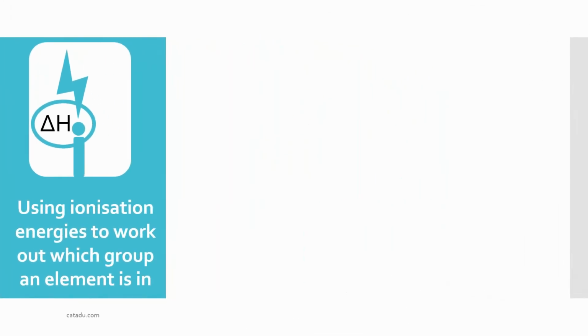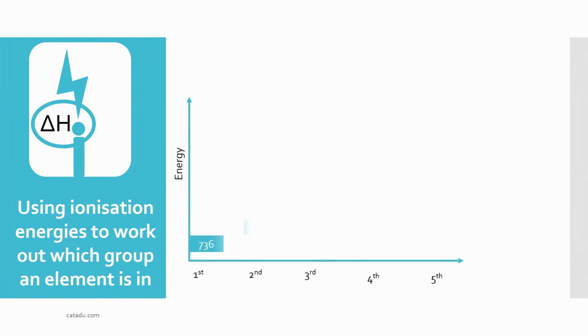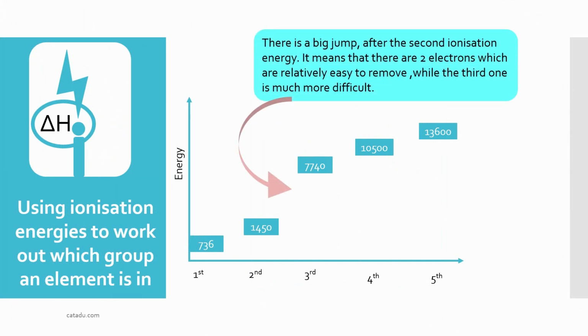This is the last point, very important: using ionization energies to work out which group an element is in. In this case, 5 successive ionization energies are given. The first to second increases, and the second to third is higher. There is a big jump. So there are 2 electrons in the outer shell of this element, and it is present in group 2.